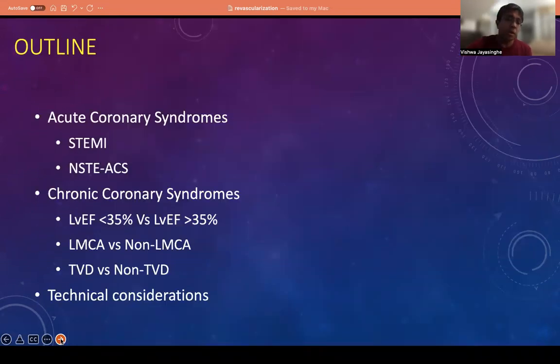So, outline of my topic. We are talking about revascularization here. We'll talk first about the acute coronary syndromes, the STEMIs and the non-ST elevation acute coronary syndromes. Then we'll discuss the more controversial topic of chronic coronary syndromes and what to do. In the chronic coronary syndromes, I would like to specifically talk about subsets of patients who have impaired LV ejection fraction, whose EF is more than 35, left main coronary artery disease versus non-left main coronary artery disease, and triple vessel disease versus non-triple vessel disease. This bulk will cover the majority of the presentation, and then a few slides about the technical considerations during PCI as well as during CABG.